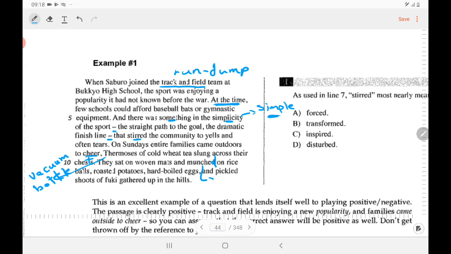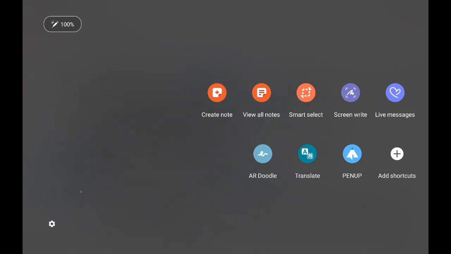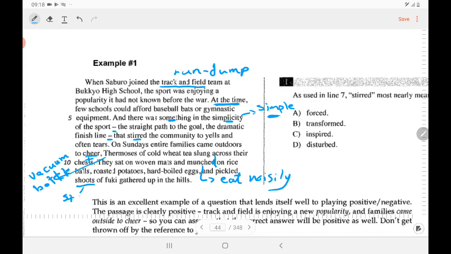To munch means to eat, but to eat noisily and cheerfully. They munched on rice bowls, roasted potatoes, hard-boiled eggs, and pickled shoots of fuki. When you're talking about a plant and saying shoots, you mean the stems and leaves of a plant. The fuki is a Japanese plant.